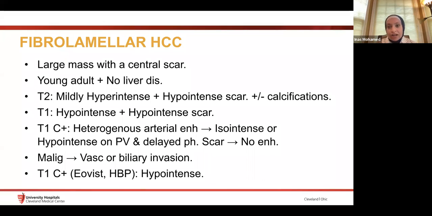It's a very, very ugly neoplasm, and especially if you have a young male in there, always put it in the differential. The scar does not enhance. And of course, you're going to see other features of malignancy: vascular or biliary invasion, and on PET, it does not show uptake.